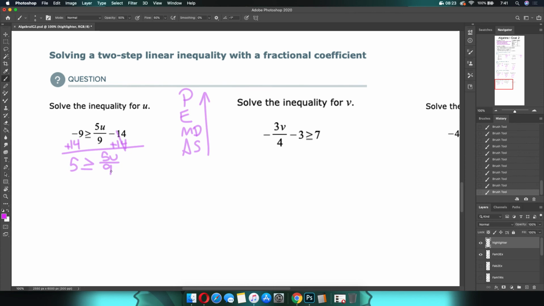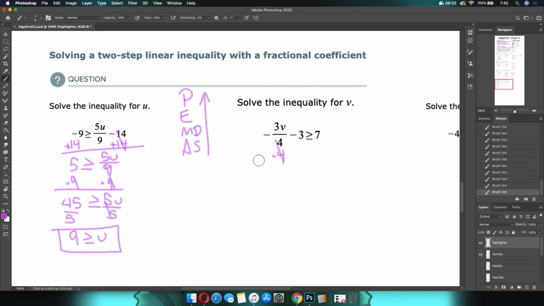Now, when I teach this, I'm going to break this into 2 steps. I'm going to multiply by 9 to get rid of the denominator, times 9. So that means 45 greater than or equal to 5u. And look, just doing that little thing, that's called clearing your fractions. Now we know how to do this from here, because we're going to divide by 5. 9 is greater than or equal to u. Next up, times 4, since we know what we're doing.